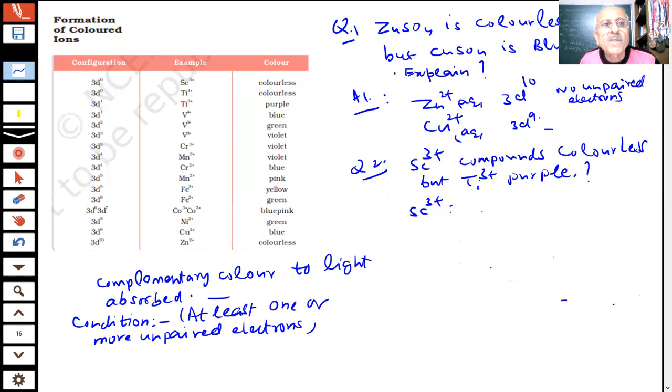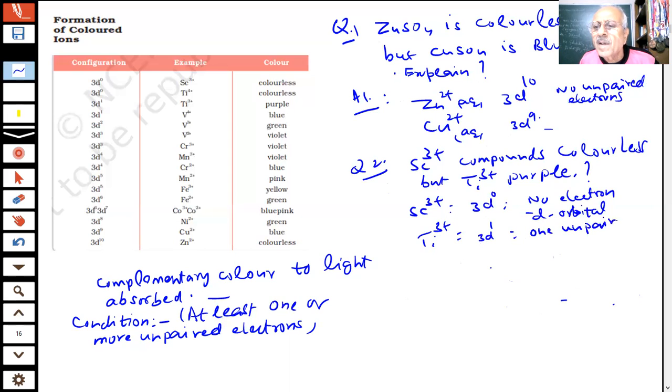Scandium 3+ is what? 3d0. It doesn't have any electron in the d orbital. So what excitation is possible? Nothing. There is no electron in the d orbital. And what is titanium 3+? It has one unpaired electron. What is the configuration? 3d1. It has one unpaired electron.